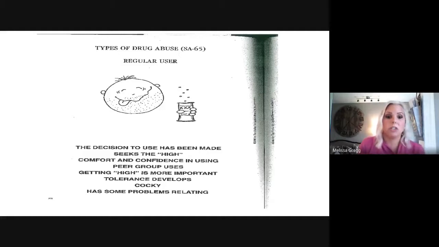The regular user. So the decision to use has been made, seeks the high, comfort and confidence in using with the peer group. Of course, going to parties, going to places that have the drugs, maybe even starting to sell the drug. They become cocky about it, come to school high. They may do it at home while their parents are downstairs.